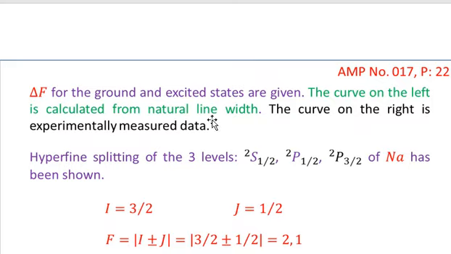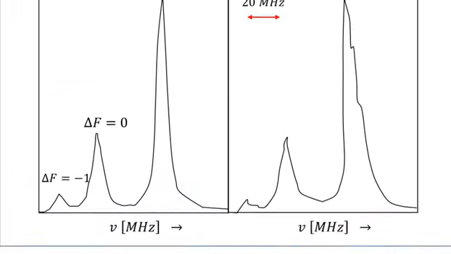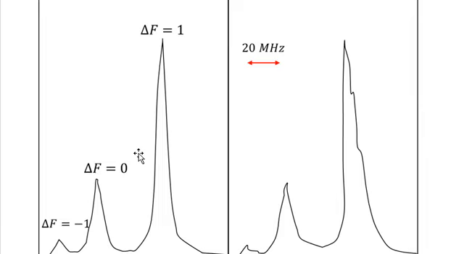So you see that the natural line width has been used in order to predict the width of these peaks. And this is the experimental data, in which the line width is slightly greater than the line width of the spectra shown on the left.